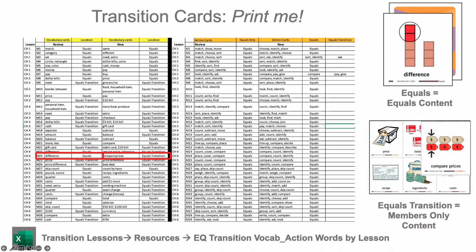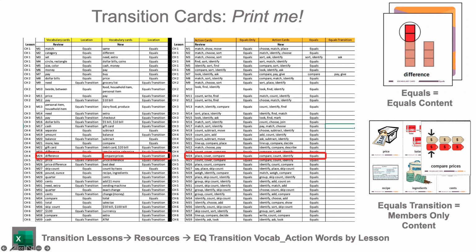So in this example for M24, the review vocabulary word is difference, and it is a card that is found within your equals content card set. Notice where it says location, it is labeled as equals. So that would tell me it is found within my equals card set. The new vocabulary word is compare prices. This is a transition specific vocabulary word. Notice for location, it is labeled as equals transition. This tells me that I will locate this vocabulary word within the vocabulary PDF.